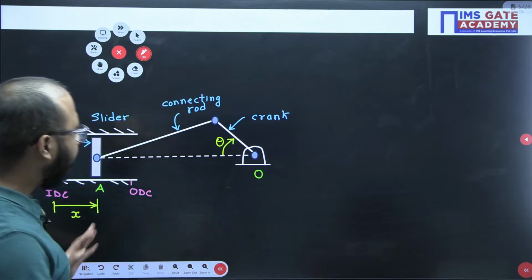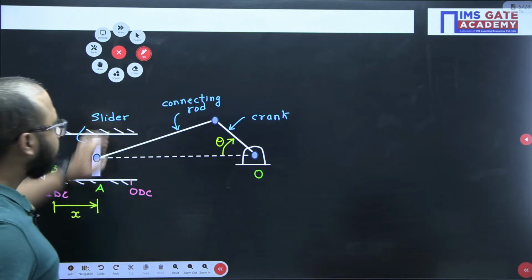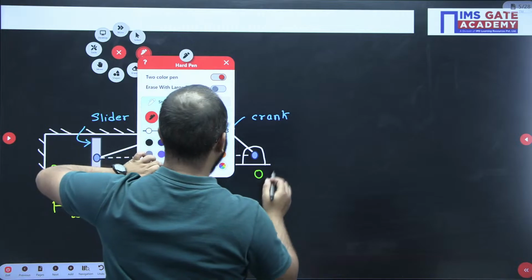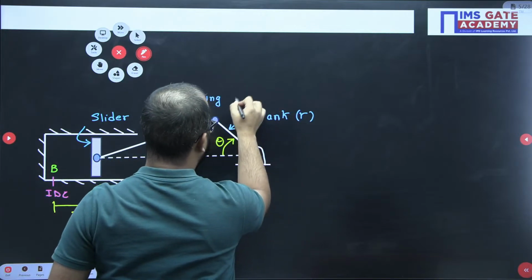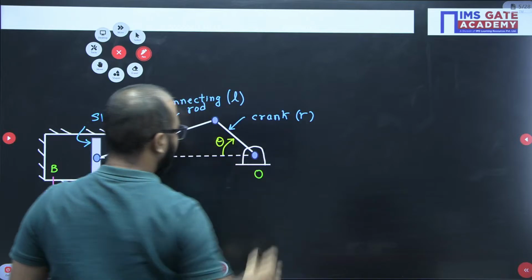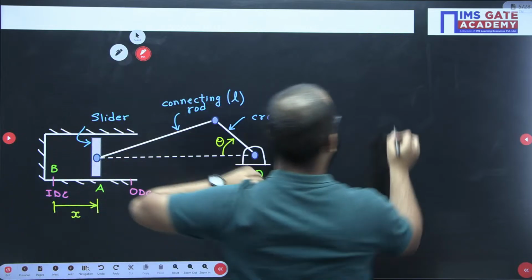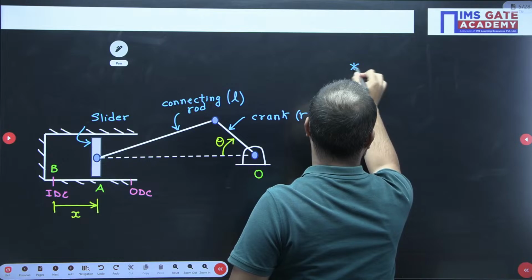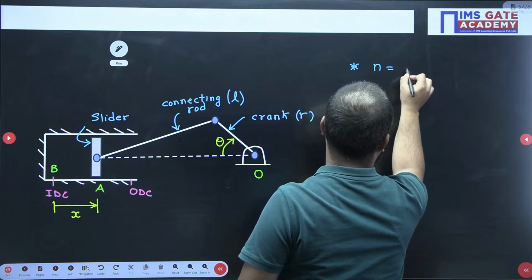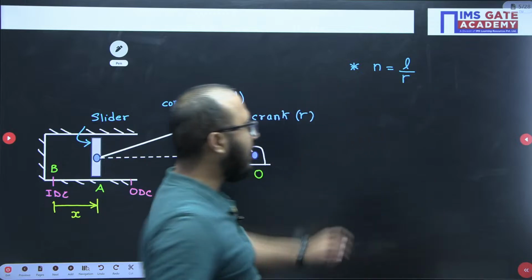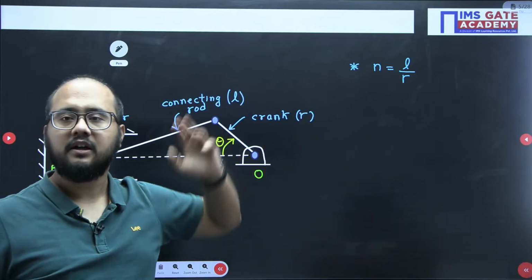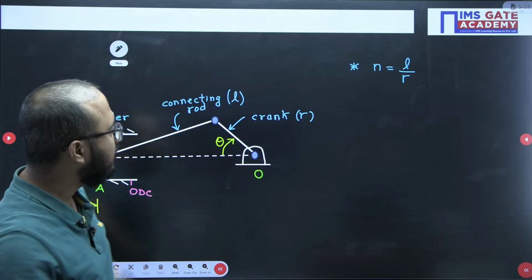Now, after that, the basic calculation we need to do. And one more thing, just write down: crank we will denote by R and connecting rod by L. Now, N is the ratio of connecting rod length divided by the crank radius. Wherever I find L by R, I will denote it with N, right?